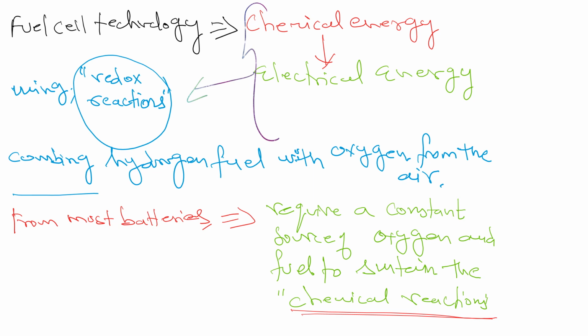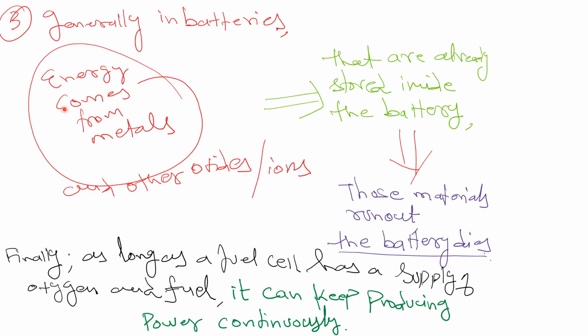Fuel cell technology converts chemical energy into electrical energy using a redox reaction, combining hydrogen fuel with oxygen from air. Most batteries require a constant source of oxygen and fuel to sustain the chemical reaction. Generally, in batteries, energy comes from metals and other oxides or ions that are already stored inside the battery. When those materials run out, the battery dies. As long as a fuel cell has a supply of oxygen and fuel, it can keep producing power continuously.